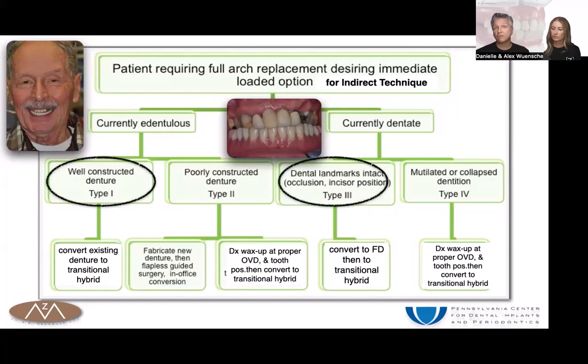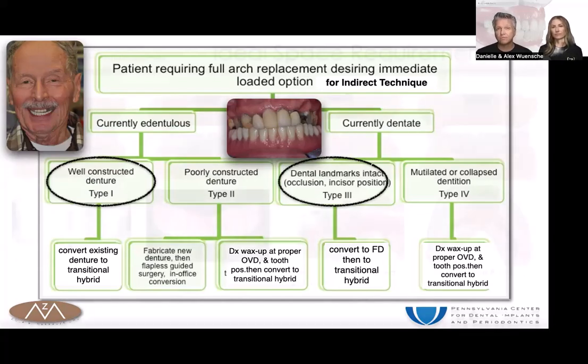And if we still have teeth, so currently dentate, we can utilize these teeth as landmarks. We can create a provisional with these landmarks, copying, maybe making it nicer, in nicer shapes, but we can copy the size, copy what we already have and create a perfect provisional, which we can also convert on day of surgery or delayed to a transitional hybrid. So the patient has a screw-in hybrid for the healing phase of the implants.